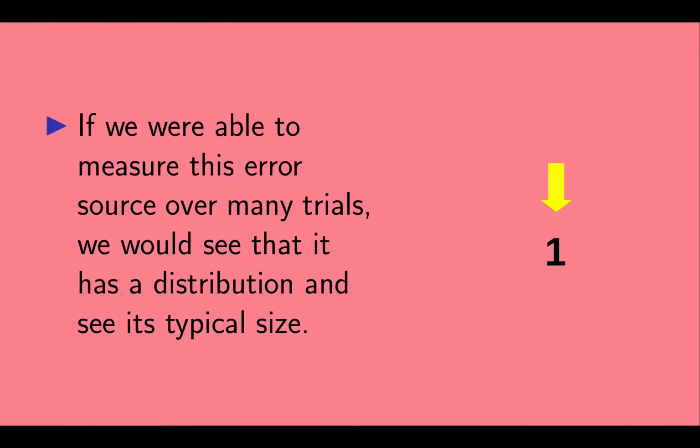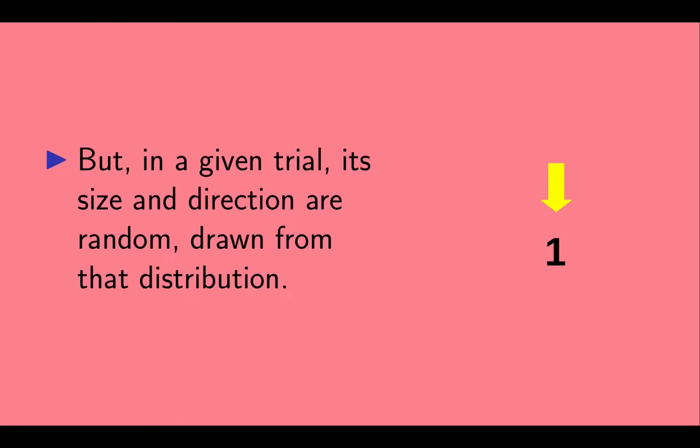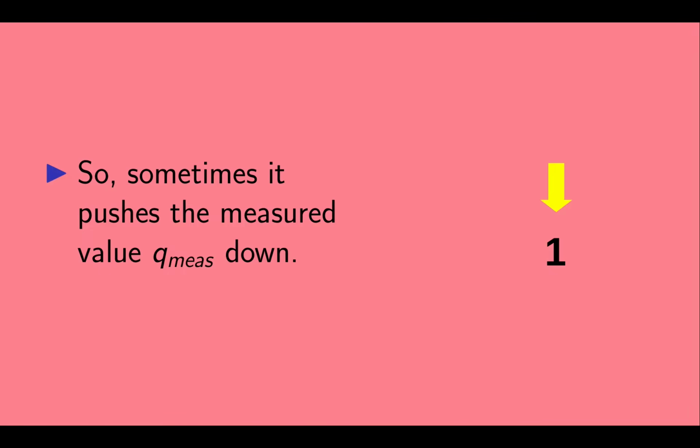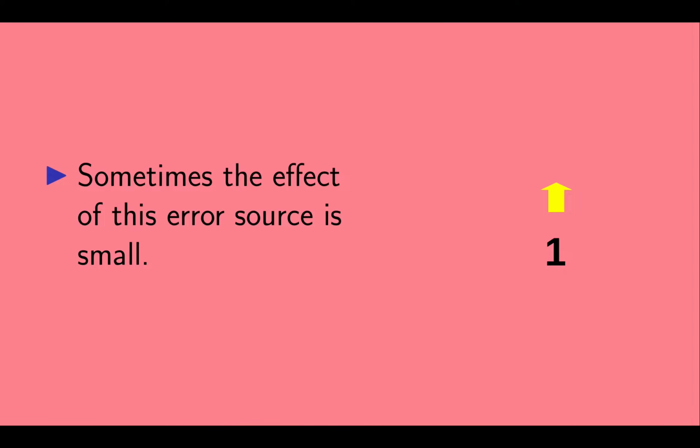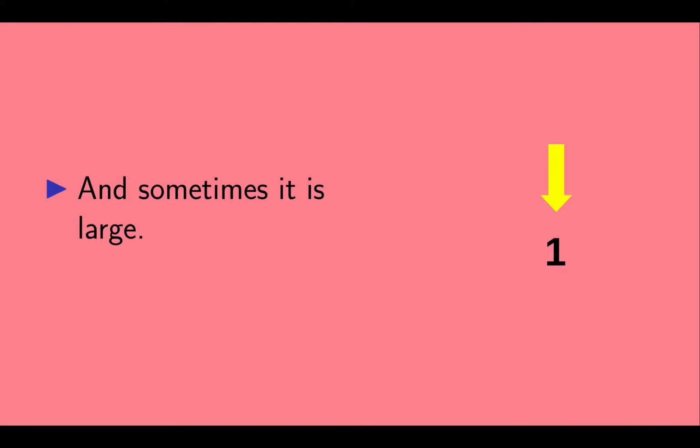If we were able to measure this error source over many trials, we would see that it has a distribution and see its typical size. But in a given trial, its size and direction are random, drawn from that distribution. So sometimes it pushes the measured value Q measured down, and sometimes it pushes it up. Sometimes the effect of this error source is small, like shown here, and sometimes it is large, like here.